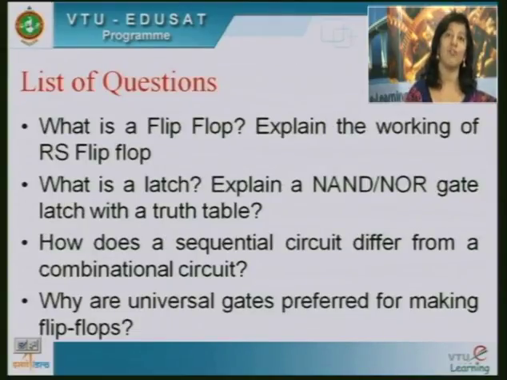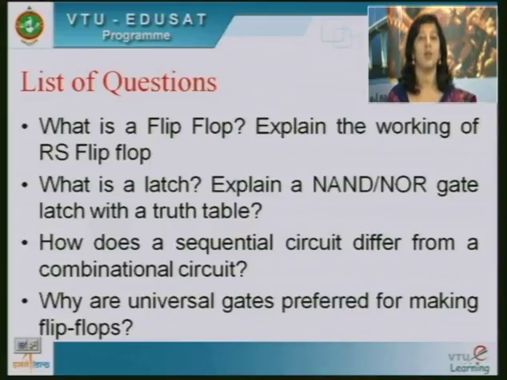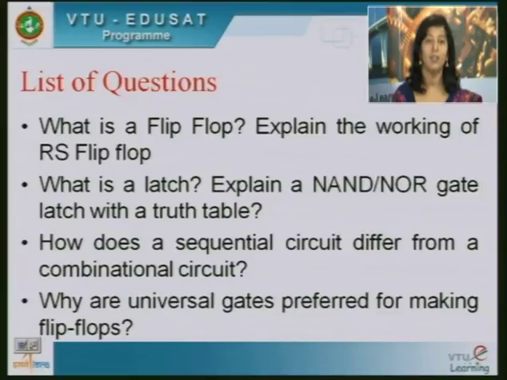You can have a set of questions in this topic, like what is a flip flop, explain its working, what is a latch, explain either a NAND or NOR latch using a truth table, and with the help of a truth table you analyze and show. How does a sequential circuit differ from combinational, and so on. Why are universal gates normally preferred in flip flops. These are the general kind of questions.